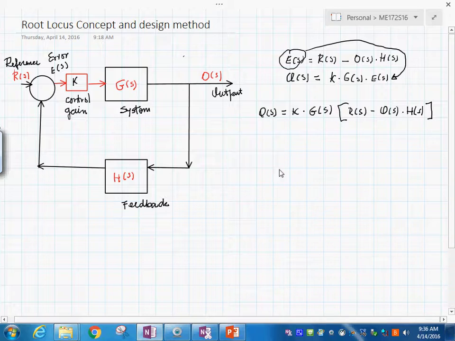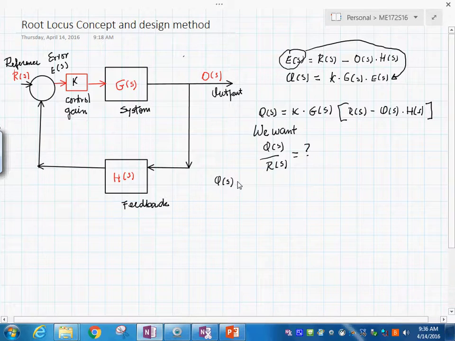Yeah? Let's keep expanding this and try to find a transfer function between the output and the input. So what we want, so that you know where we're going, we want some sort of a relationship between these two. Yeah, this is what we want. So let's keep with what we have up there.